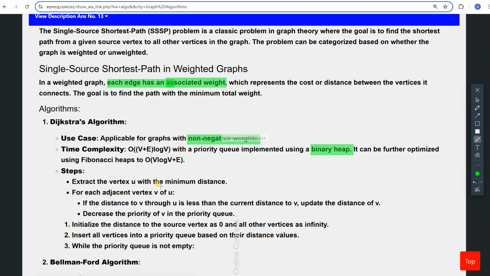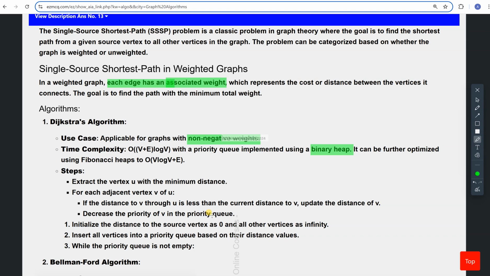So how does it work? Extract the vertex u with the minimum distance. From where you start, go to the closest one, and for each vertex v adjacent to u, if the distance to v through u is shorter, meaning there is an alternate path within the explored space, then you update it and decrease the priority in the priority queue, because then it's closer.